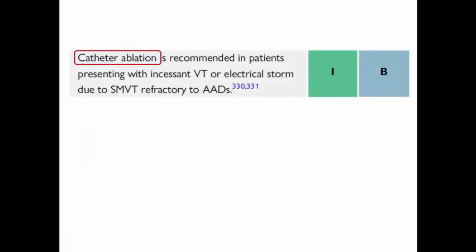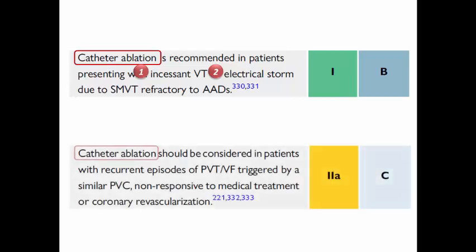Catheter ablation is a class 1 recommendation in patients with incessant VT or electrical storm due to sustained monomorphic VT refractory to antiarrhythmic drugs, and class 2A in patients with recurrent episodes of polymorphic VT or VF triggered by a similar PVC morphology, not responding to the antiarrhythmic drugs or not responding to coronary revascularization.